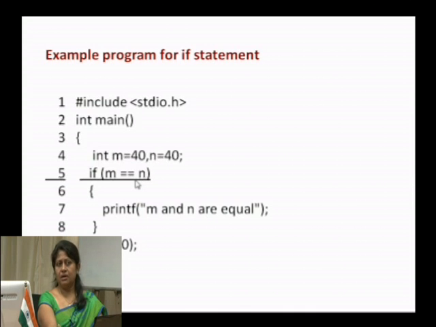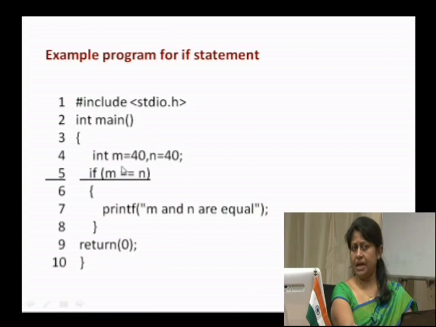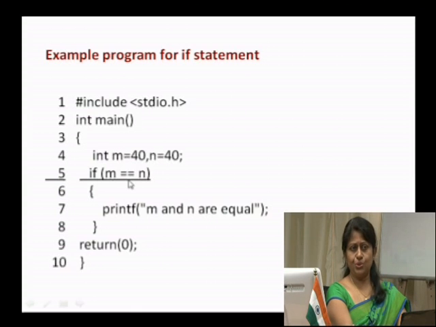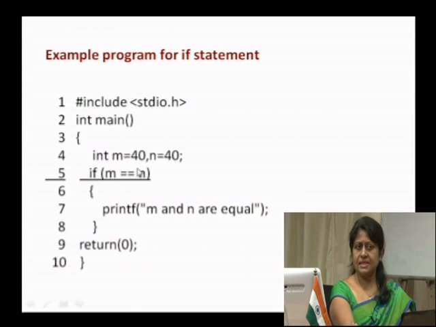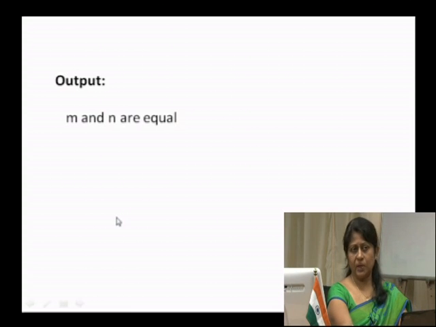Let us have a look at an example making use of this if statement. Here we have a program where we have defined variables m and n whose values are defined as 40 in the beginning, and then we are checking for the condition if m equal to n. As we know, since the values of m and n are both equal, it gets into the if code over here, meaning that printf "m and n are equal" would be executed. So our output would be the same, that is, m and n are equal.